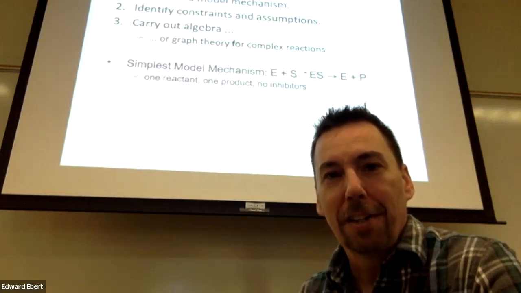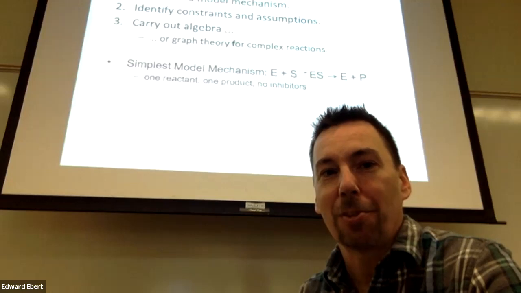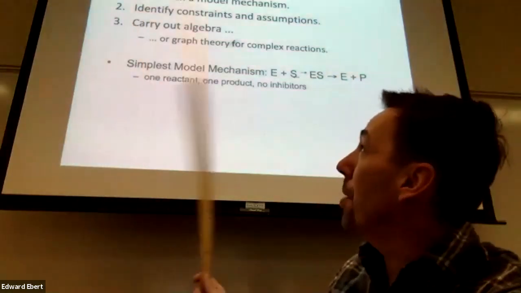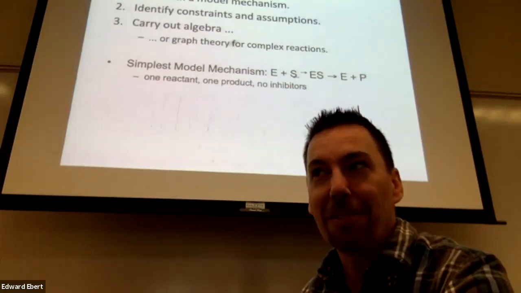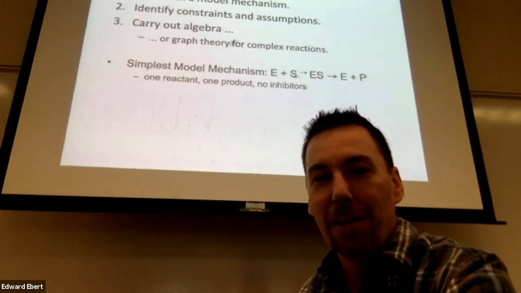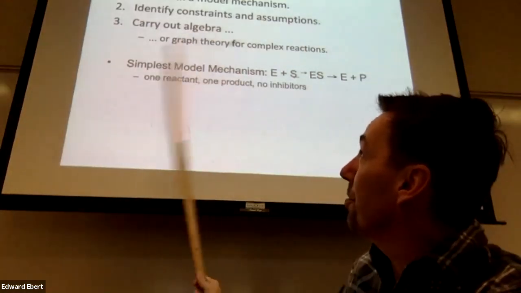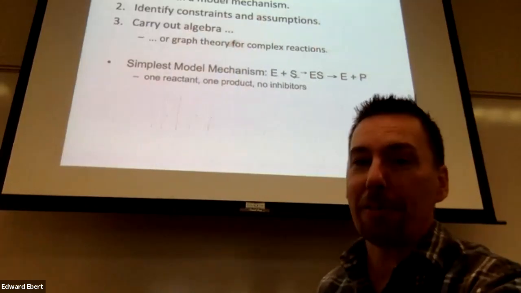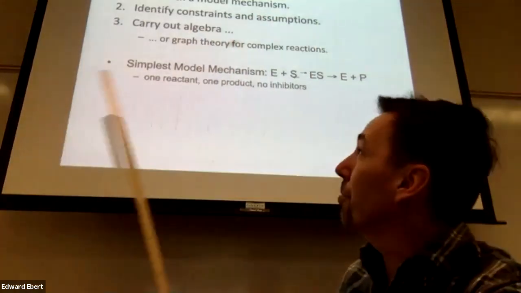All right, so how do we actually figure out our enzyme kinetics equations? So we're going to start with a model, okay? And we're going to have our Michaelis-Menten kinetics. Not everything obeys Michaelis-Menten kinetics, but we're going to start with that. We're going to figure out our constraints, our assumptions, do some algebra, or maybe some graph theory if the algebra gets really hard. But we're going to start with our simplest model.